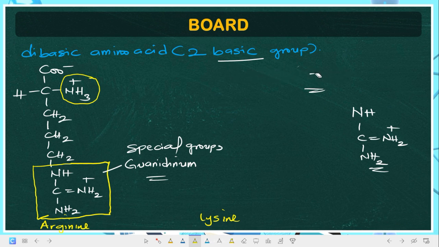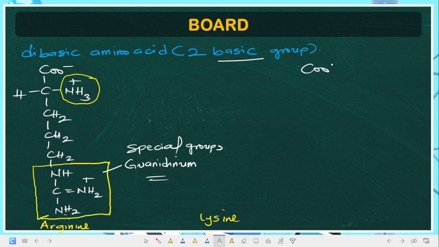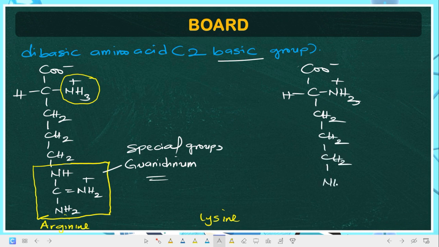Now, the next one we are going to be taking is lysine. What is the structure of lysine? You have COO negative. Then what do we have here? C. And then what do you have here? NH3 positive. Then what do we have here? H. And then CH2, CH2. We said we must write 3 CH2. And then what do we have here? You have NH2.